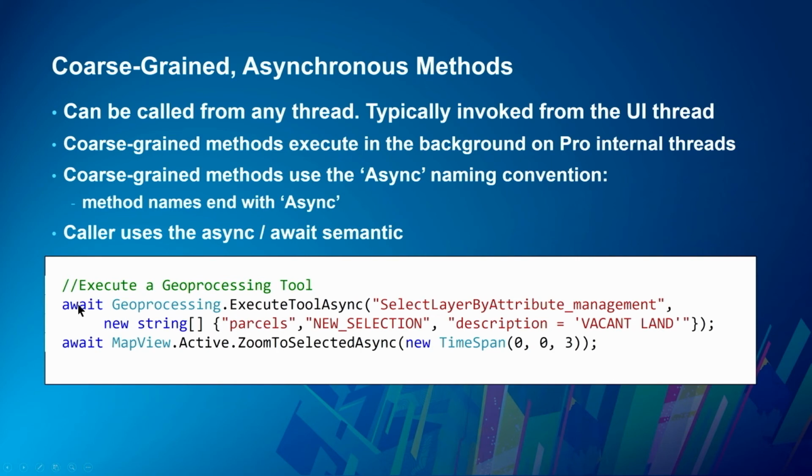await syntax comes in. If I specify the C# await keyword here, what this means is, hey, execute tool async function, do not return back to me until you're completely done with your work. So I want to await until you're finished. So now I can go to the next line because when I use that selection, which is the result of my geoprocessing task, on my next line, if I want to zoom to that selection, I know it's actually complete, it's actually there, it will work.